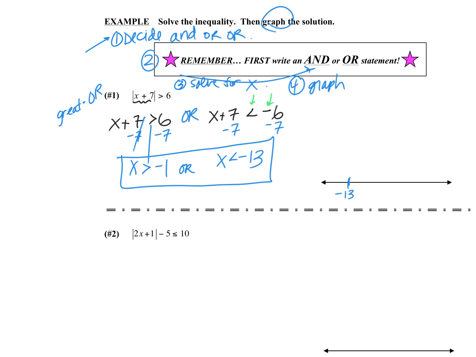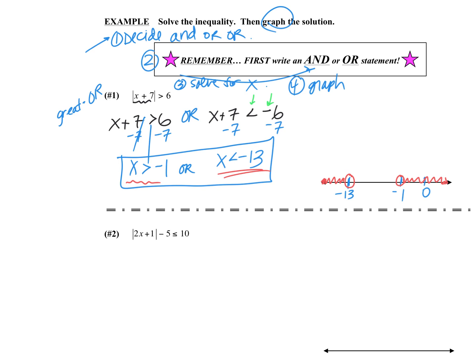-13 is smaller, so that has to go to the left. And then I'm going to have that -1 to the right of that. If you want to have 0 on here, that's still going to be to the right of that. But when I graph this one, remember it should look like oars of a boat. So x is greater than -1 is an open circle on -1, and I shade that one to the right. And x is less than -13 is an open circle on -13, and I shade to the left.